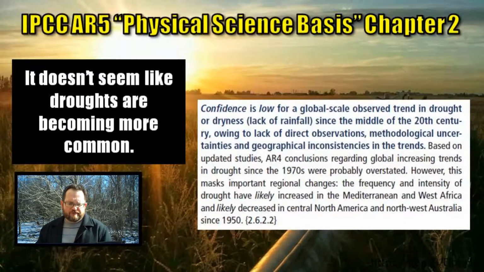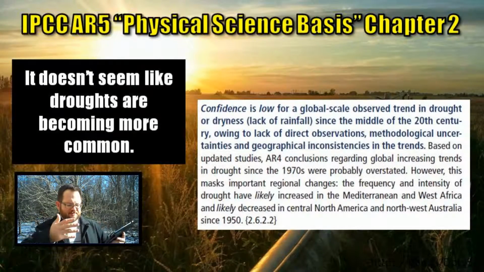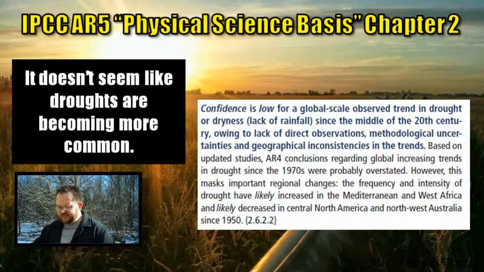Confidence is low for global scale observed trend in drought or dryness or lack of rainfall since the middle of the 20th century. What are they talking about here? When they say confidence, again, I looked at the footnotes, by confidence they mean the level of agreement or certainty. If there are some studies that say this and some that say that, we're not very confident as to what the answer is. Their confidence is low that there has been any kind of trend in droughts.